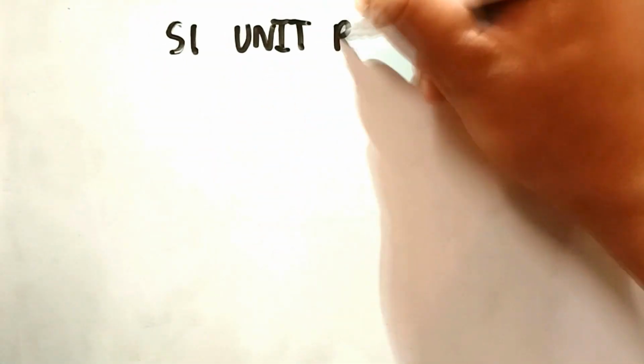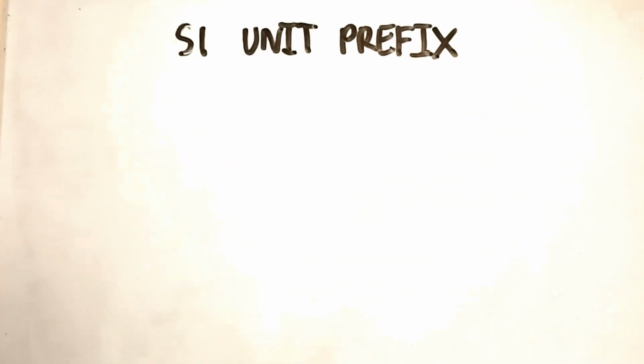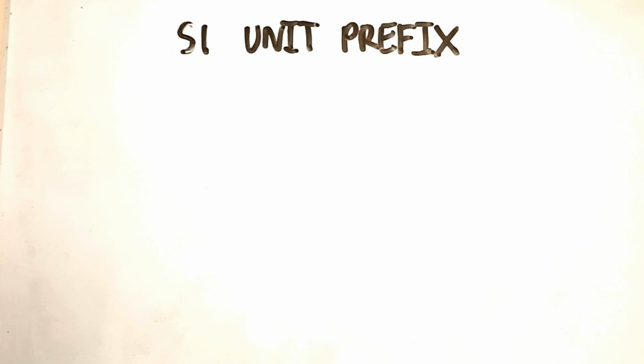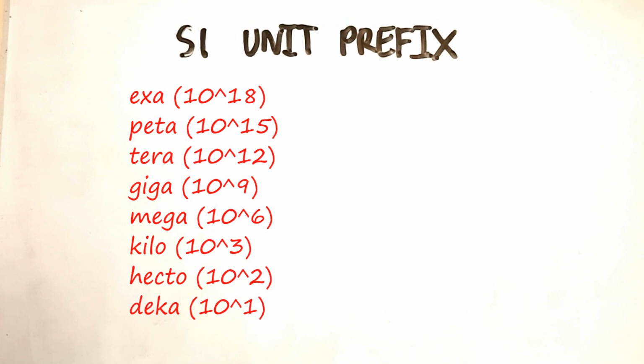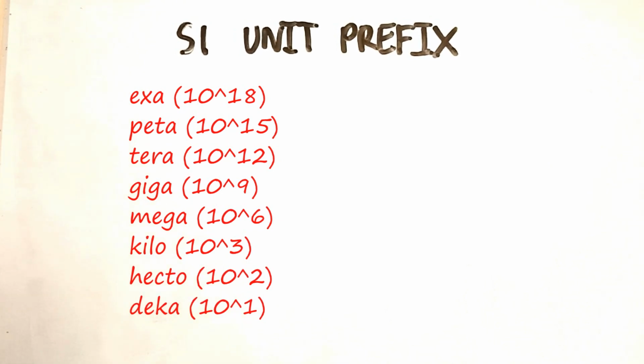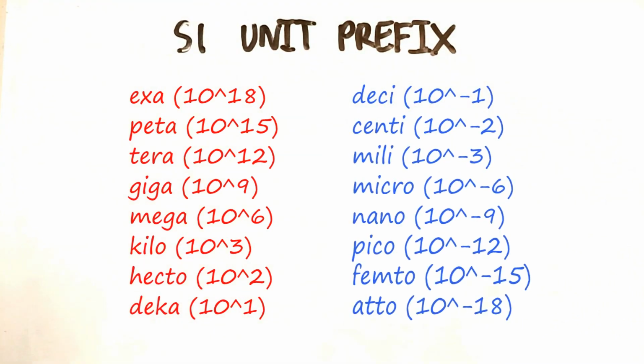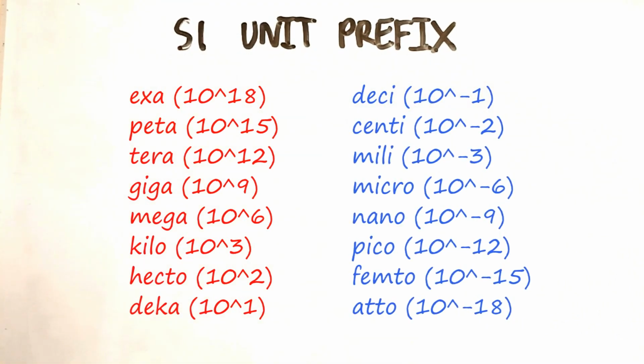One great advantage of the SI unit is that it uses prefixes based on the power of 10 to relate larger and smaller units to the basic unit. There are a few SI prefixes that are used throughout the engineering field: exa, peta, tera, giga, mega, kilo, hecto, deca, deci, centi, milli, micro, nano, pico, femto, atto.